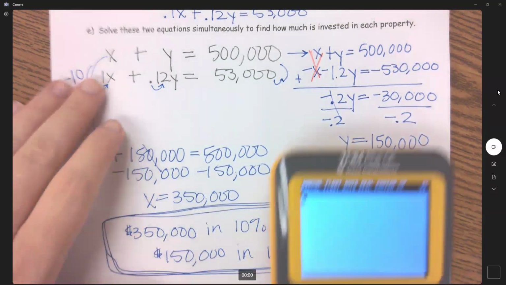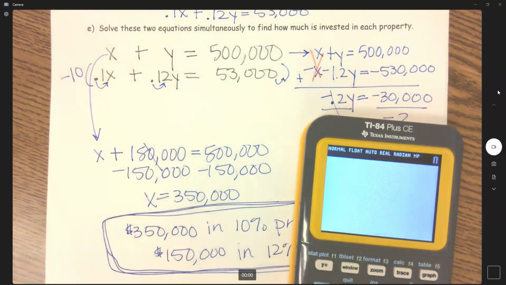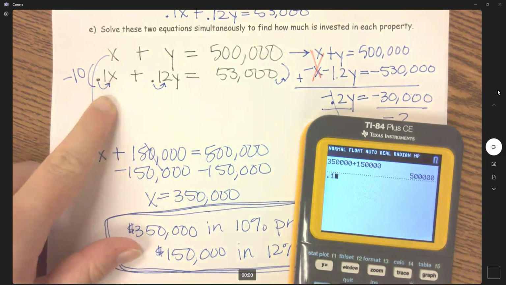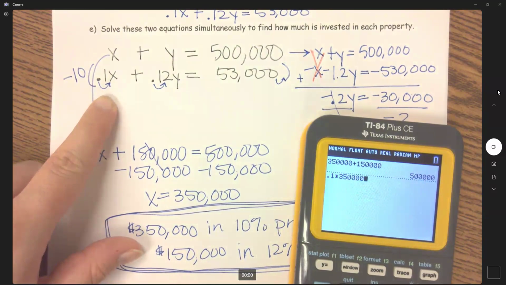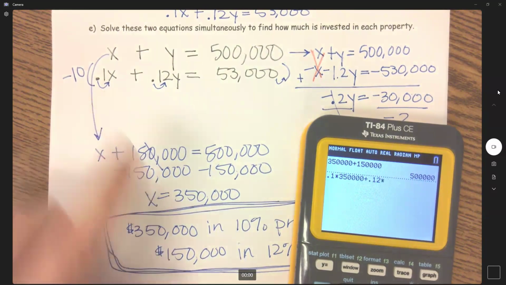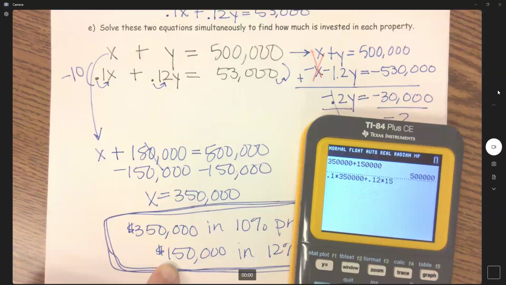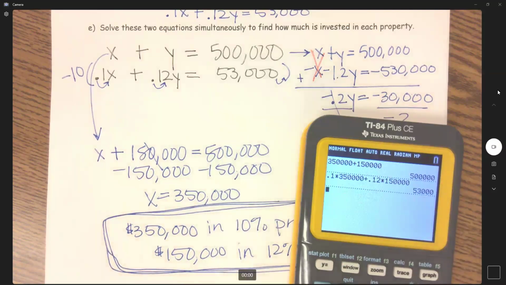So I want to check my answers again and let's see if it goes a little bit better this time. When I add my two numbers up, we had 350,000 plus 150,000 and we are at 500,000. When I plug it in here, 0.1 times 350 plus 0.12 times 150 gives me my 53,000 that we will get back each year.